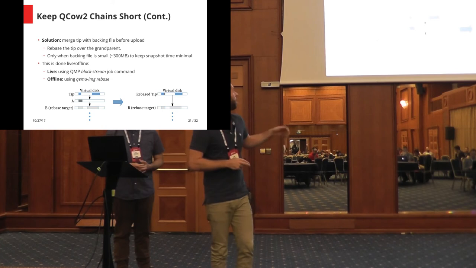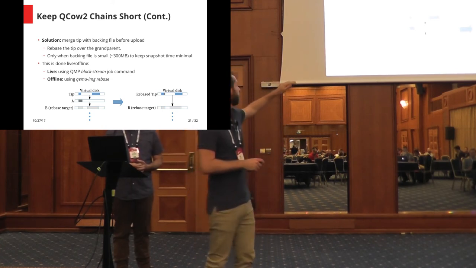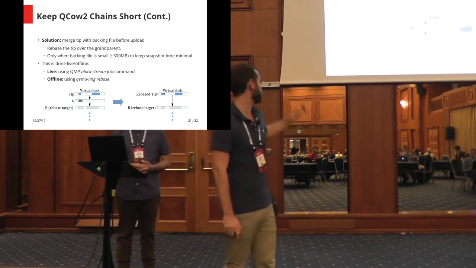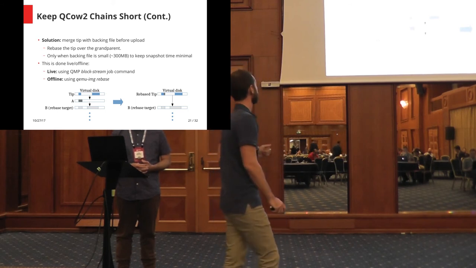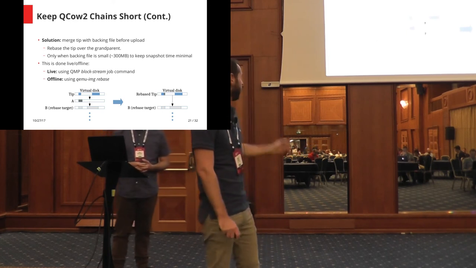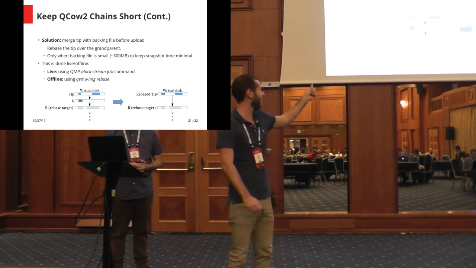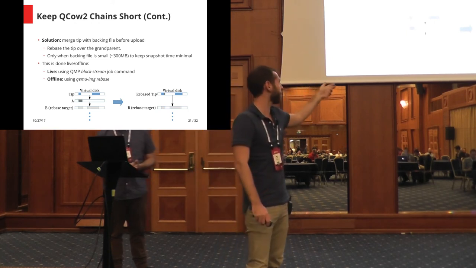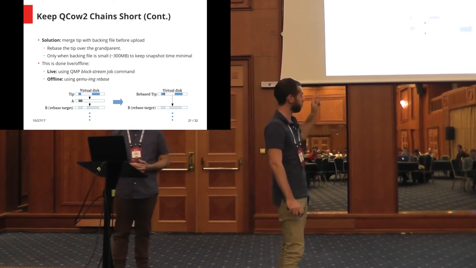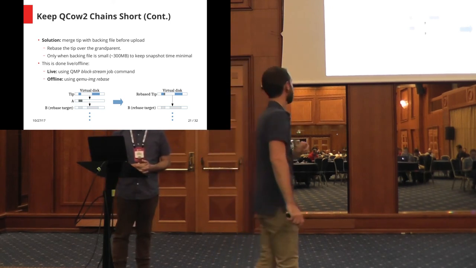the tip with its backing file before upload. Okay, let's see the example in the drawing. We have the virtual disk and the tip file that holds the writes. It has its immediate parent, which is file A, and B, which is the rebase target. So what we do is merge the tip with its immediate parent, A, its backing file, so that a new link is replaced by the older link, and the chain does not get any longer, right? Because we merged the new writes into the previously uploaded tip.